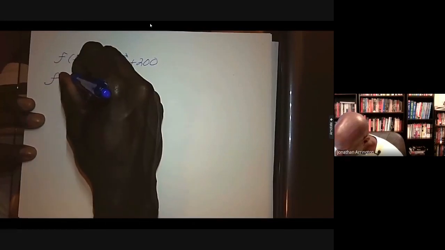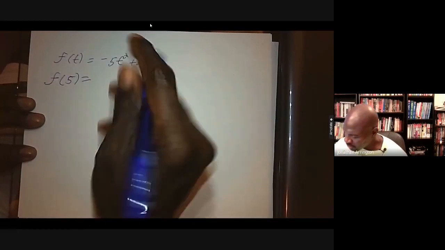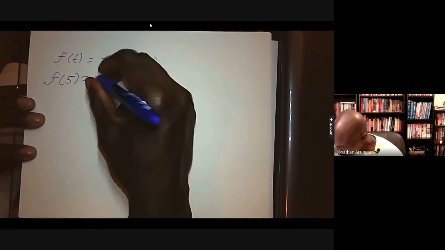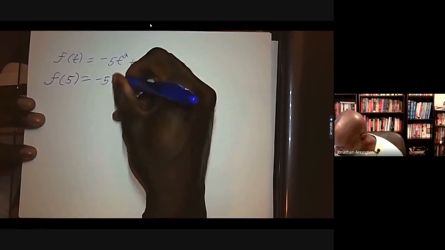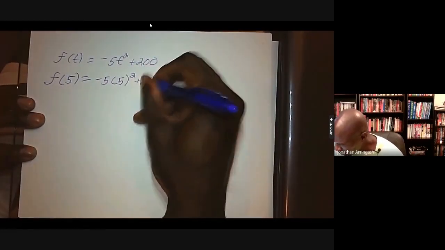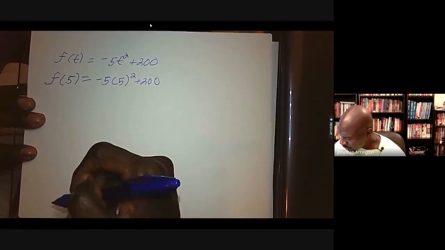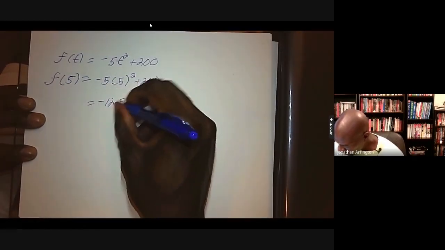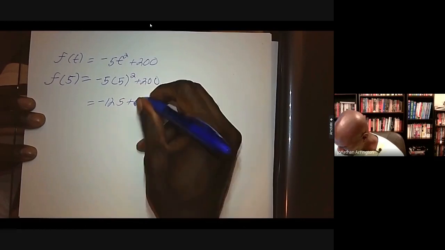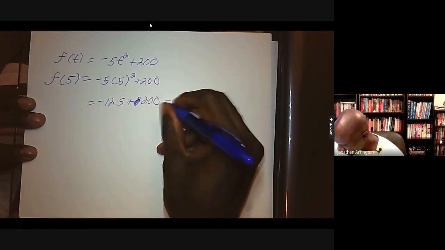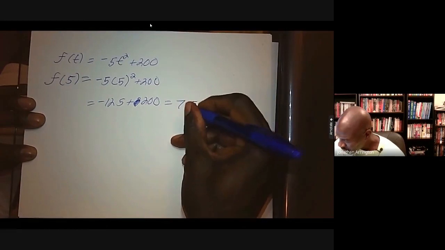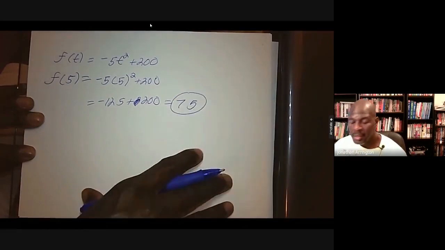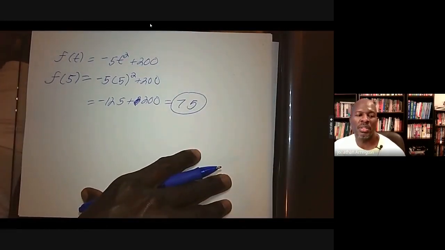So to find f of 5, I'm just going to plug in 5 for t: -5 times 5 squared plus 200. That's -5 times 25, which is -125, and -125 plus 200 is 75. So at time t equals 5 seconds, the object is going to be 75 meters above the ground.